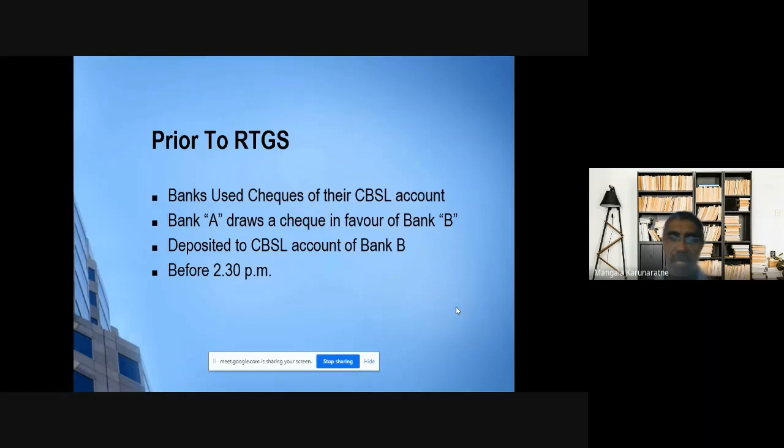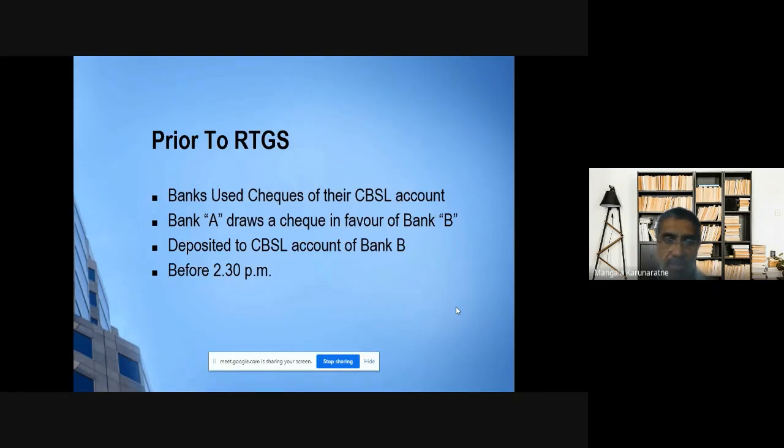Now, I said that we have central bank. We maintain accounts with central bank. Now this account doesn't carry a checkbook, right? Or they don't issue checkbooks for these accounts. But earlier, prior to 2003, there was a checkbook for this account.